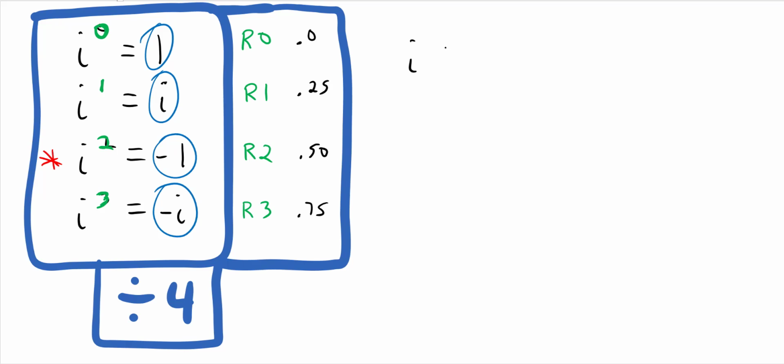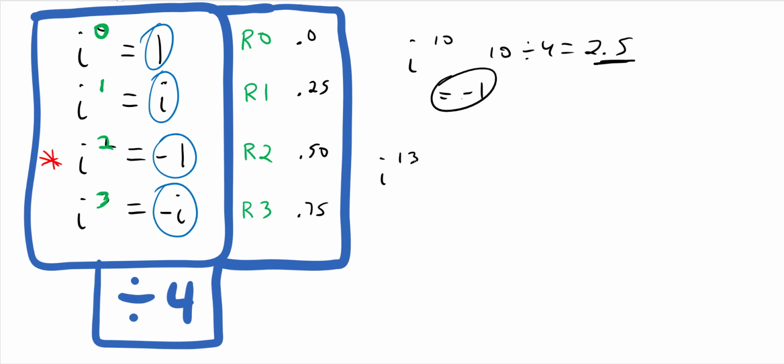So if I said i to the 10th, okay, 10 divided by 4 is 2.5. What's 0.5? Look at the chart. Remainder 2. That's i squared. Oh, answer is -1. Okay. i to the 13th power. Okay. 13 divided by 4 is 3.25. Okay, only care about the 0.25. Look at the chart. 0.25, remainder 1. i to the 1. Oh, the answer is i.